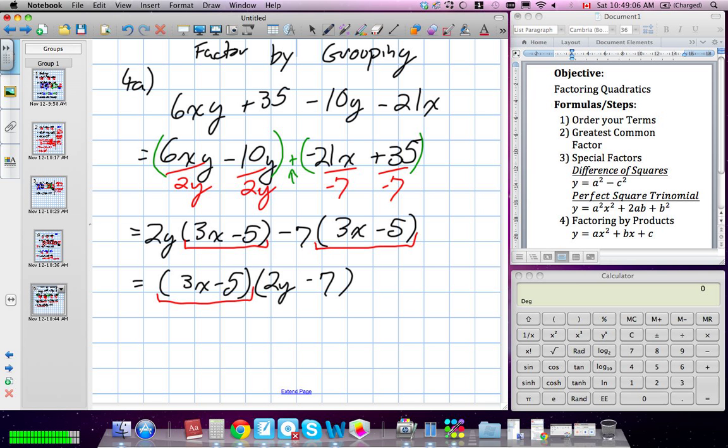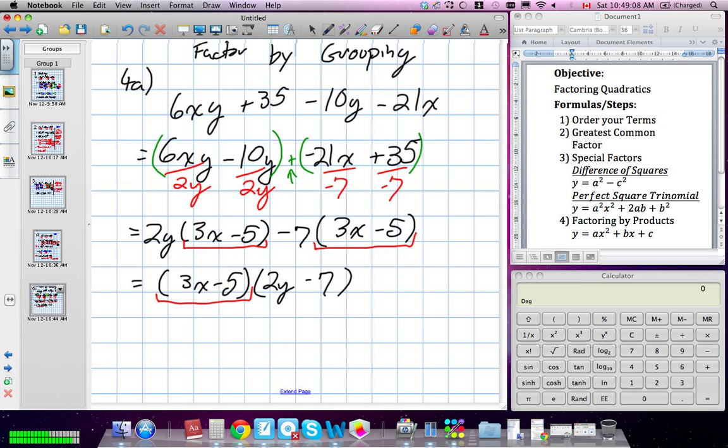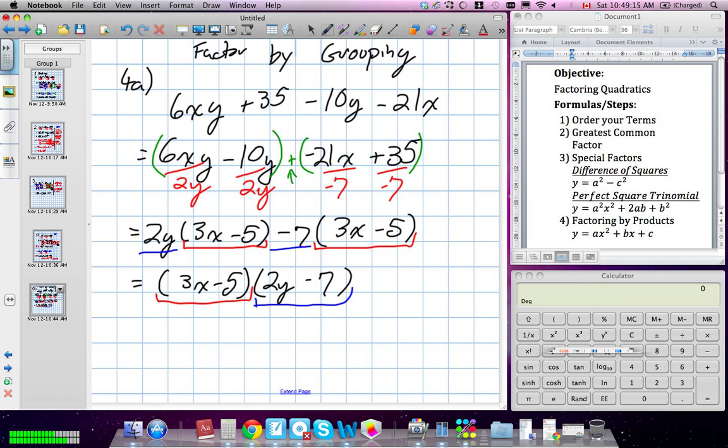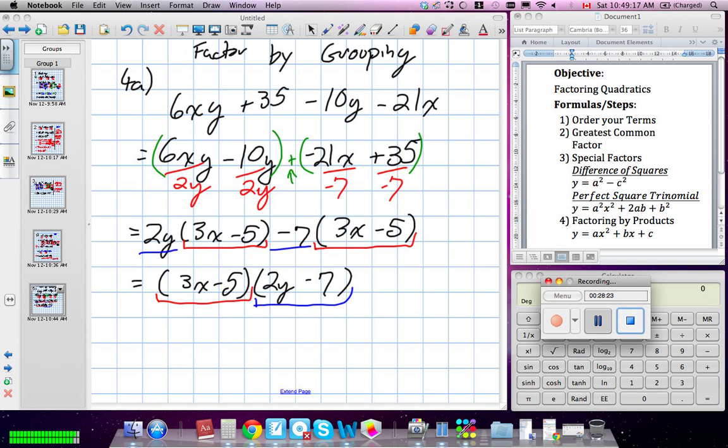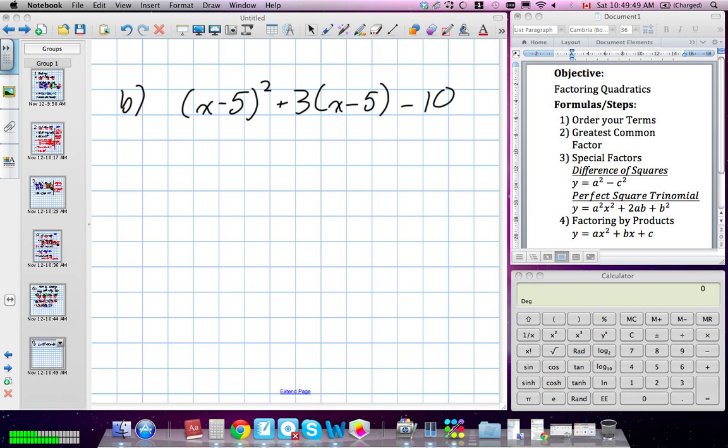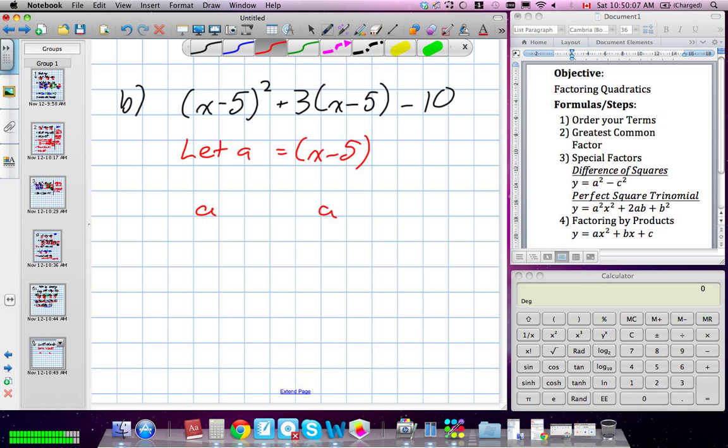Yeah. Okay. Good. x minus 5. So what we've got to do here is put a let statement because we have too many brackets to simplify this. So let a equal x minus 5. So what does our equation now say? a squared plus 3a minus 10. And just put the a's in red so that we know. So all we did is replace our x minus 5 and x minus 5 with a.